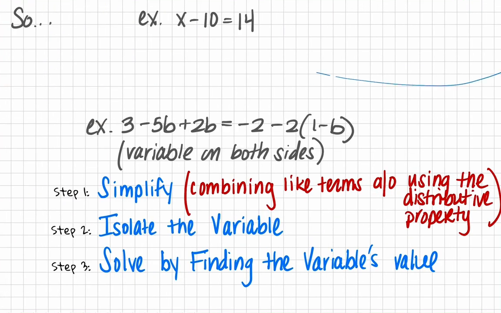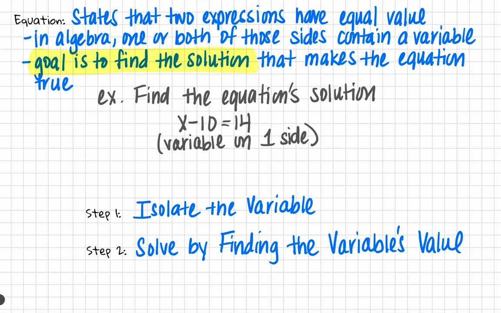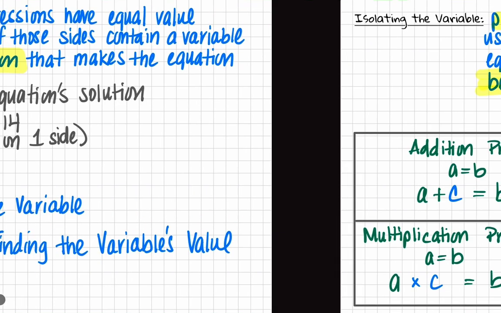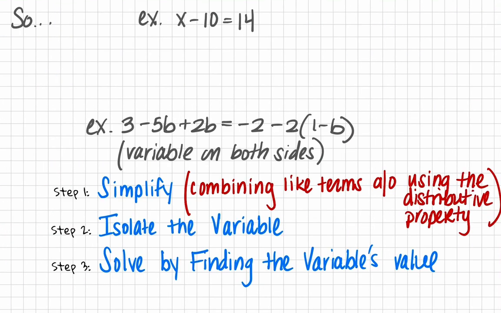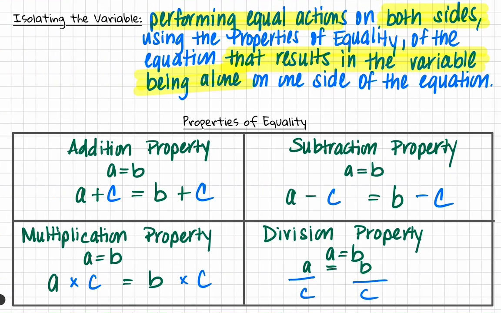So the first one, we'll start here. We have an example of x minus 10 is equal to 14. The first step we talked about was that we have to isolate the variable. So here, the variable has a negative 10 next to it. So in order to isolate it, I have to get rid of it. And if I have a negative 10, that means I have to add 10. So I'm going to do that here. So according to the addition property, if I added 10 on this side, I have to add a 10 on the next side.